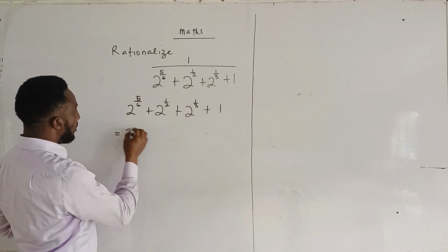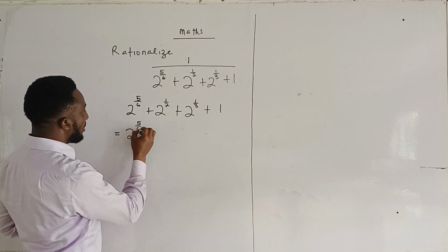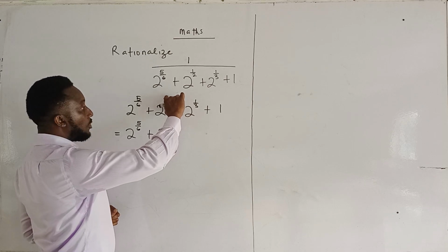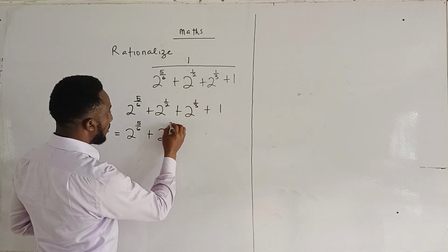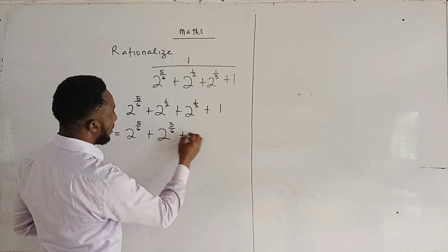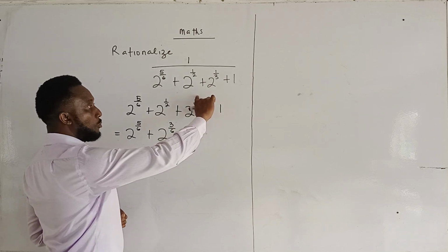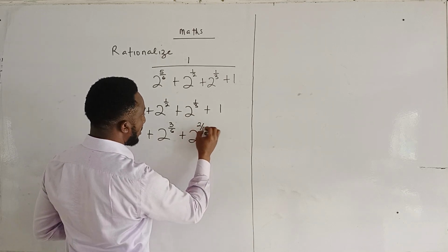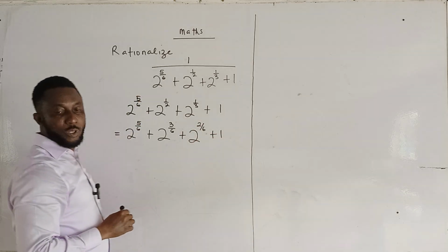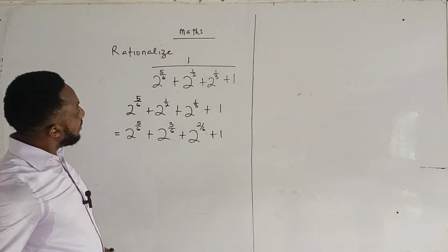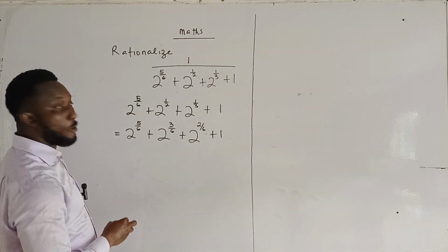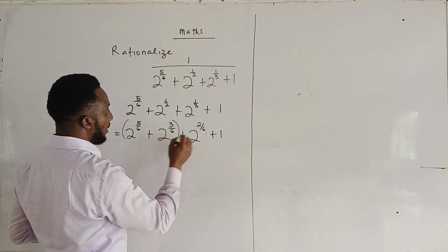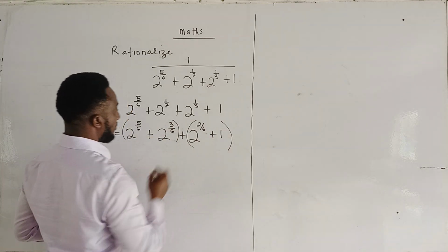So that's going to give me 2 raised to the power of 5 on 6 plus 2. Here I will multiply both numerator and denominator by 3. That becomes 3 upon 6. Here I will multiply both numerator and denominator by 2. I'm having 2 to the power of 2 on 6 plus 1. That's what we have. Now, at this level, we shall do what we call factorization by grouping. I will group this pair and I will group this pair.